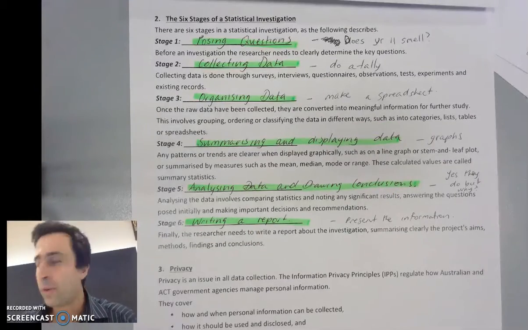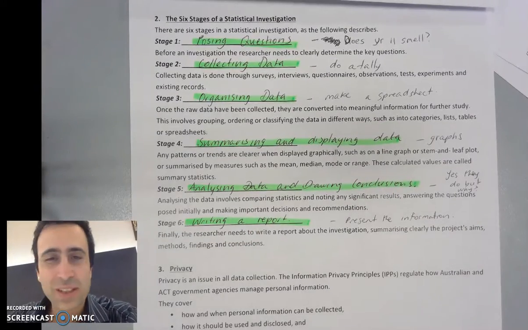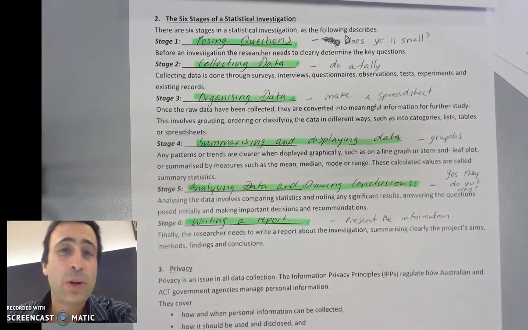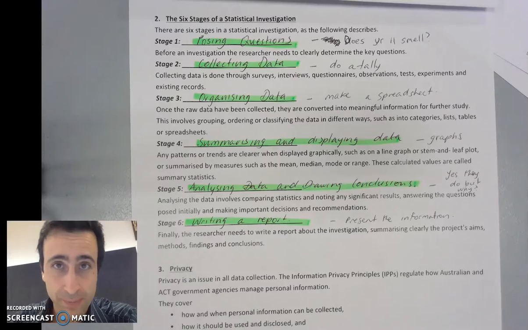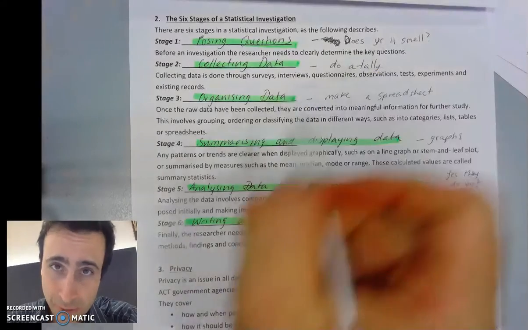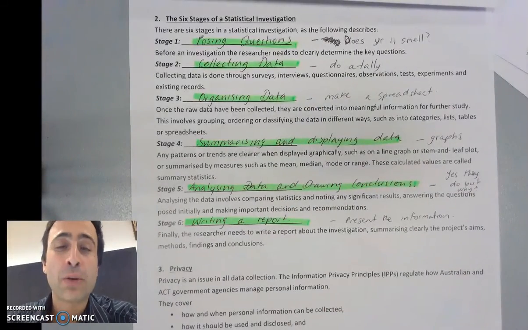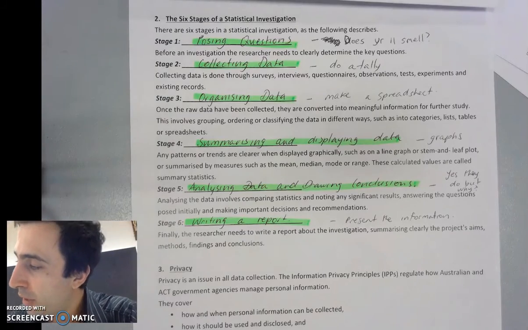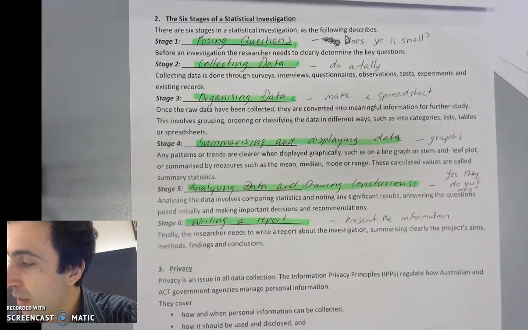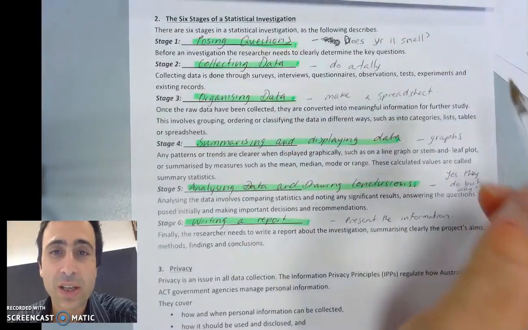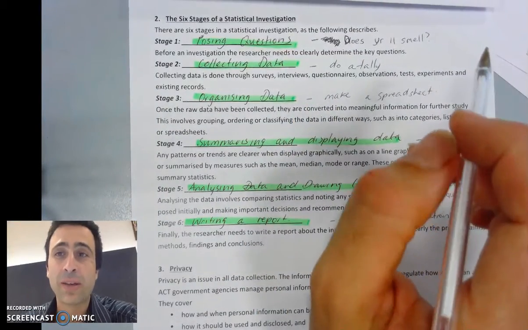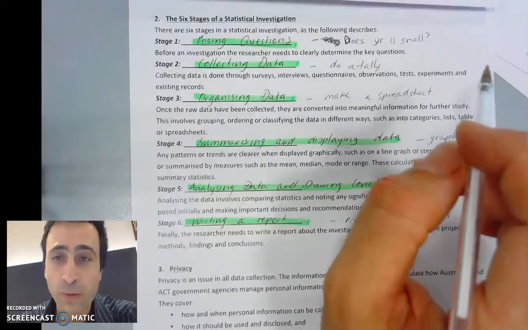Now, if I could give a really glib, a silly example. If I wanted to do a statistical investigation, does Year 11 smell? Now, we all know the answer to that is absolutely yes, but if I was going to do a proper investigation, I've got my clearly stated question, and then collecting data, I'd have to do a tally of which Year 11s or how many Year 11s out of the total are a bit whiffy.